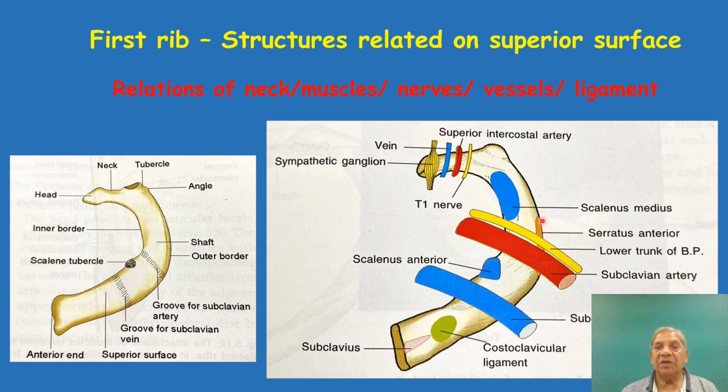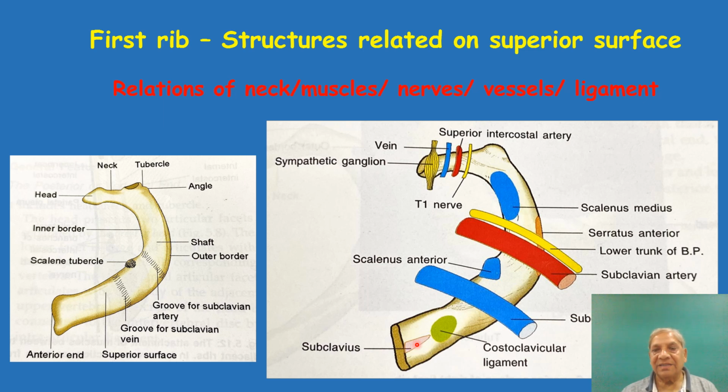Okay, on the outer border you may show there is the attachment of the serratus anterior muscle, or the first digitation of serratus anterior. Near the anterior end on the superior surface you will see a rough area which gives attachment to the costoclavicular ligament, which goes to the undersurface of the medial end of the clavicle. Then there is a rough area for the origin of the subclavius muscle, which will go and attach onto the undersurface of the clavicle in the subclavian groove.